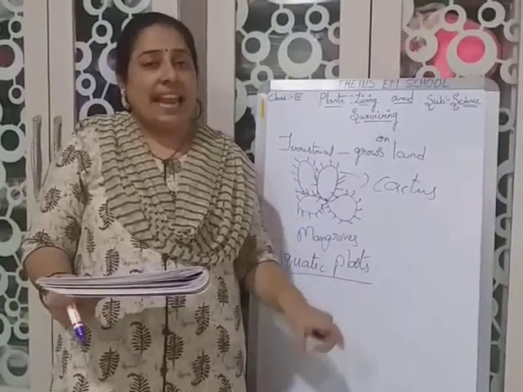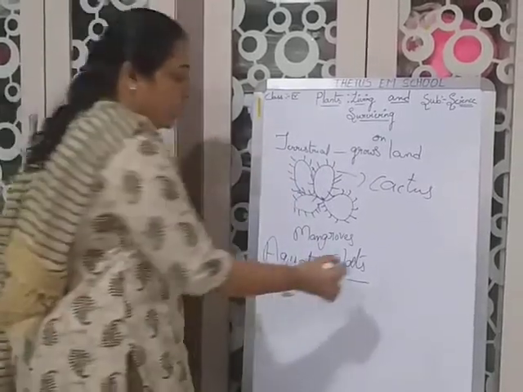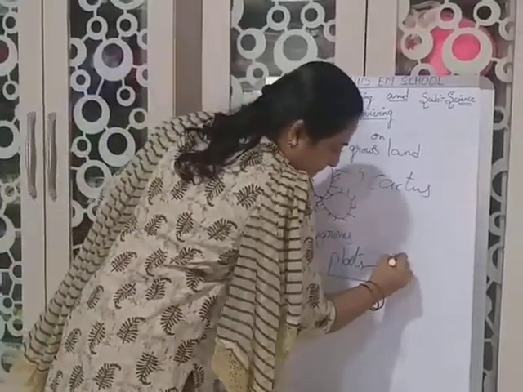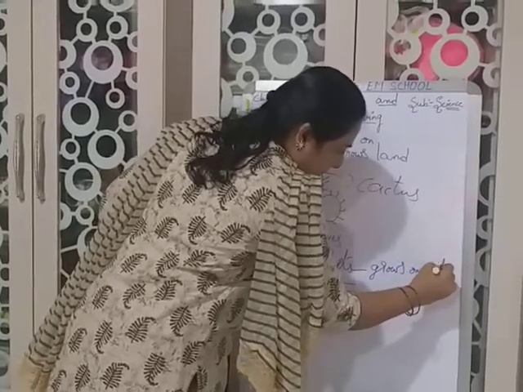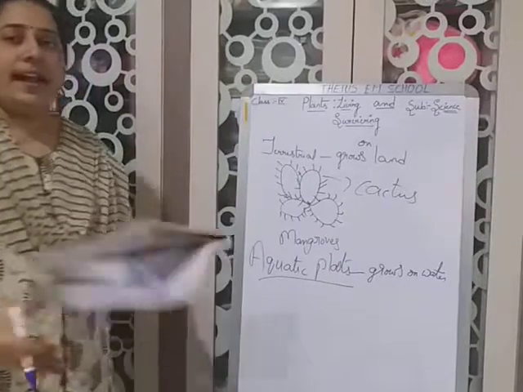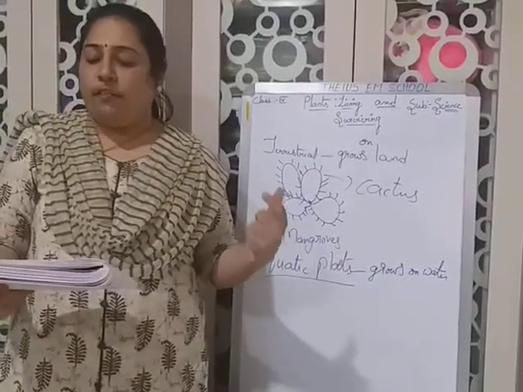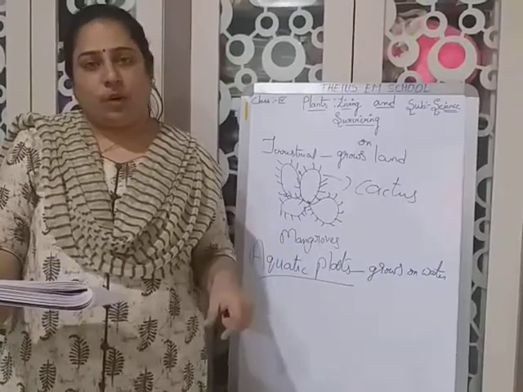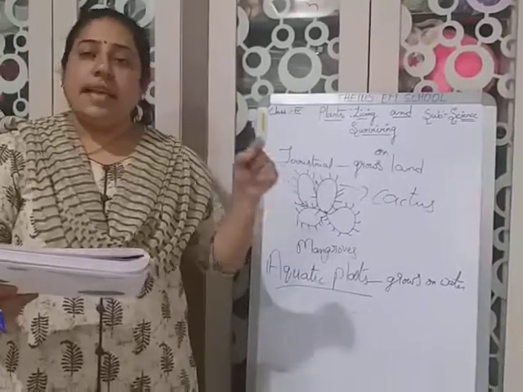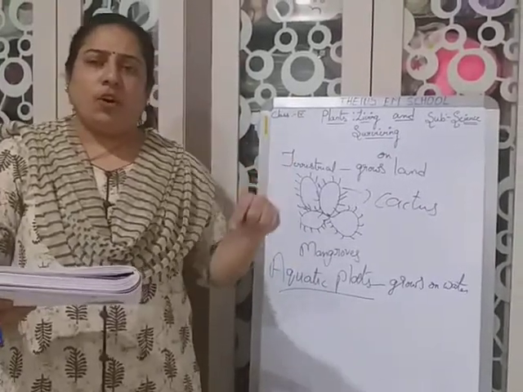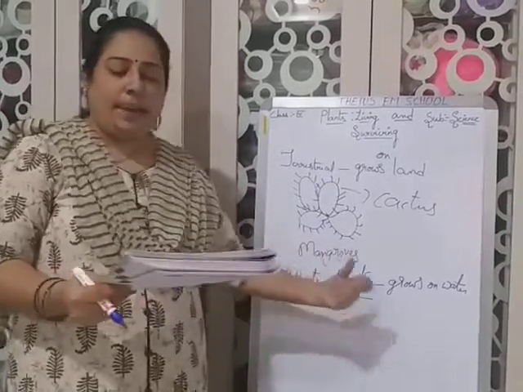Plants that grow on land are called terrestrial plants. Plants that grow on water are called aquatic plants. Among them, some float on water while others grow completely underwater. So, some plants float on water. Some plants completely grow underwater. These are called aquatic plants.